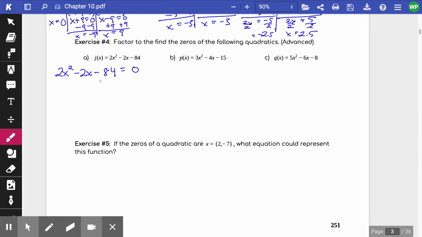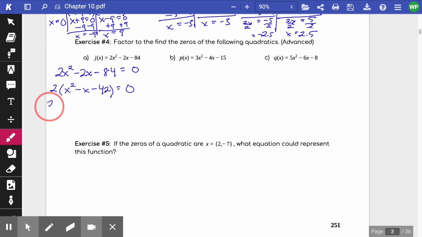And now our first step is always looking for that GCF. And look at this, we do have all of our terms divisible by 2. So I'm going to go ahead and factor out a 2. Now, what's going to be left over inside is x squared minus x minus 42, and that's all going to be equal to 0.